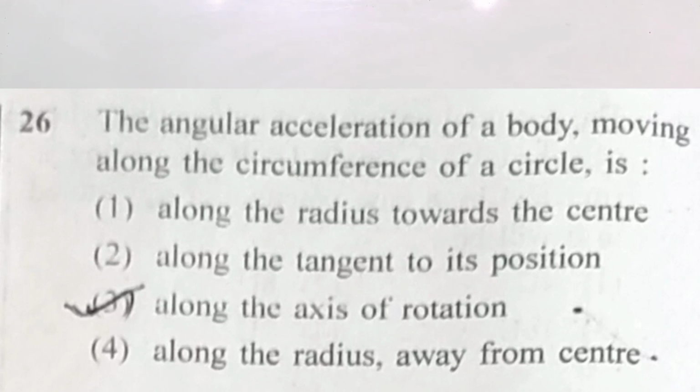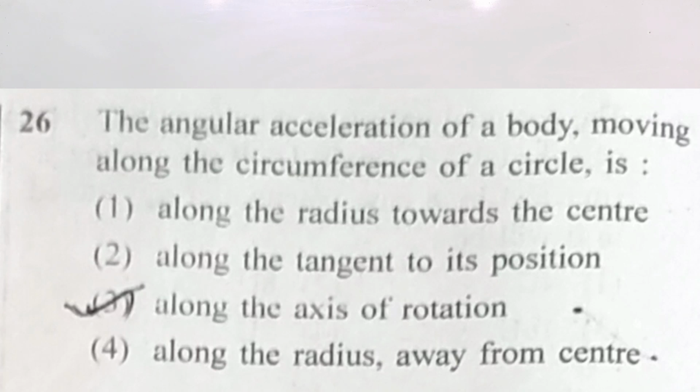The angular acceleration of a body moving along the circumference of a circle is. This is a completely theory type question. In this, 4 options are given. First one, along the radius towards the center. Second one, along the tangent to its position. Third one, along the axis of rotation. And fourth one, along the radius away from the center.